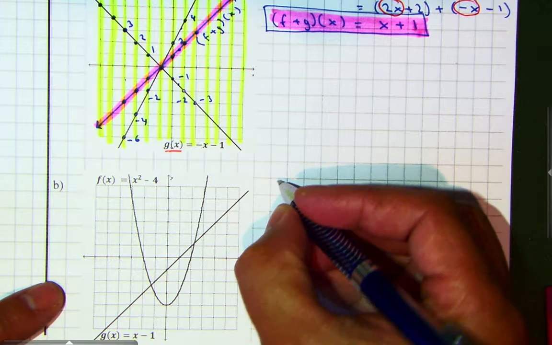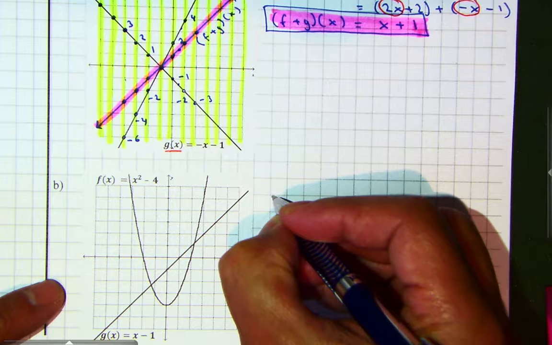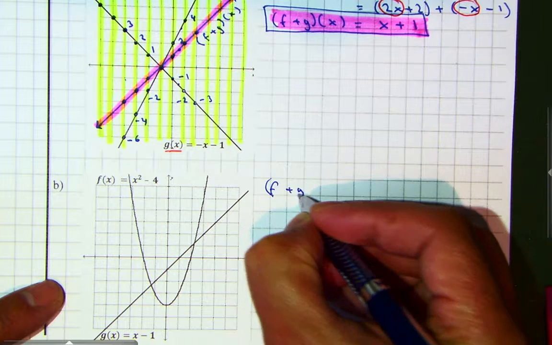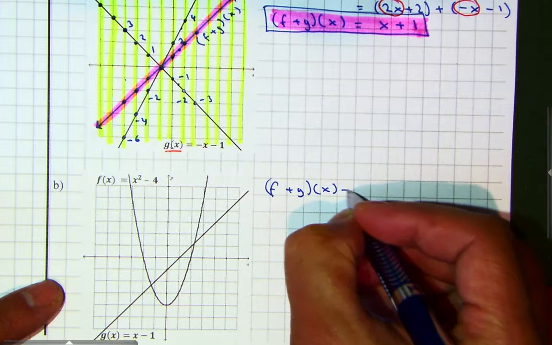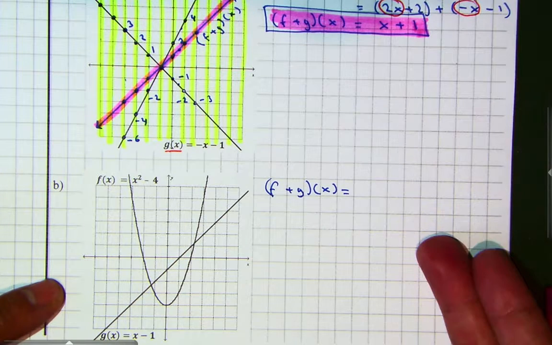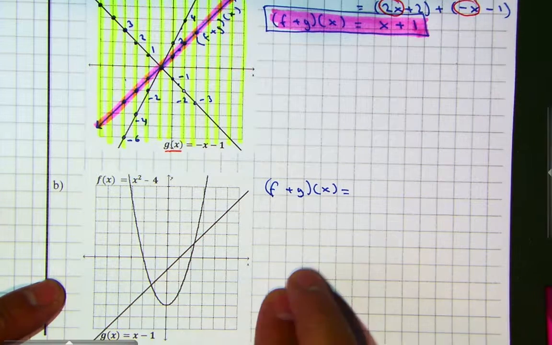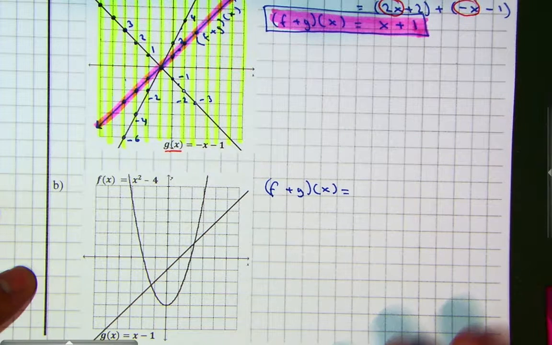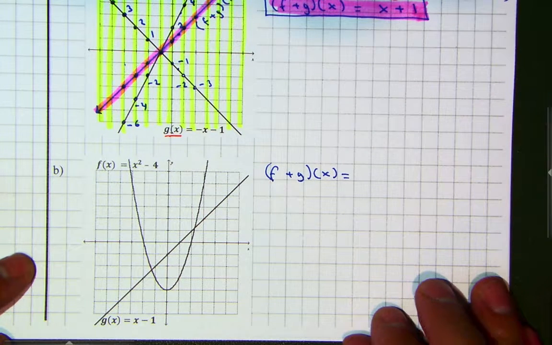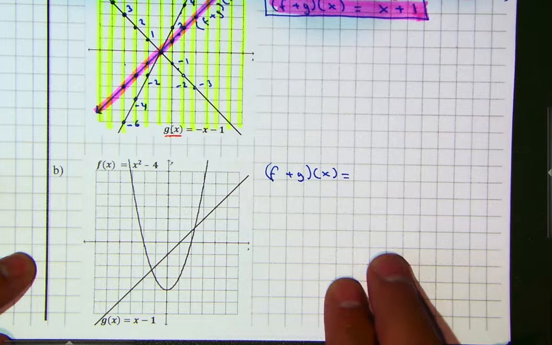Find the sum. So you're going to find f plus g of x. See what you get algebraically. Do it graphically and see if it matches. Go and pause it and we'll compare our answers afterwards. Excellent.